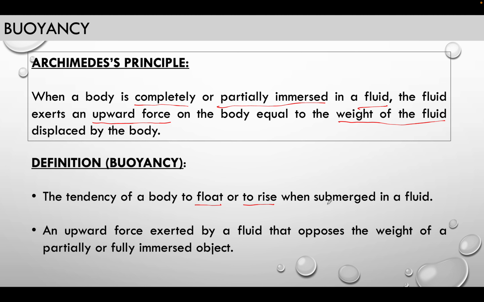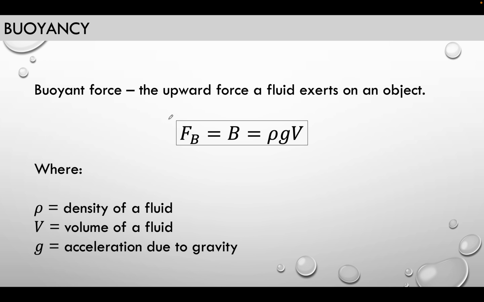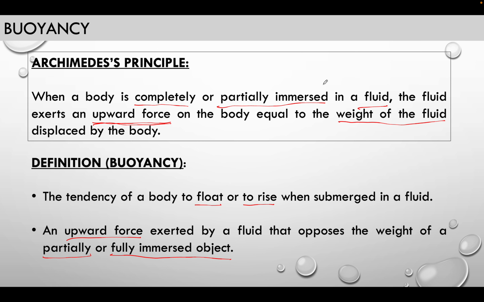So as you can see, let's say for example, kung maligo ta sa swimming pool or sa dagat, so there is a tendency sa atong body to float or to rise when we are submerged in water, or let's say sea water or sa swimming pool. So the upward force exerted by the fluid that opposes the weight of a partially or fully immersed object. So gimension sa Archimedes' principle na the fluid exerts an upward force. So kinsa man si upward force? So this upward force is what we call the buoyant force. So si buoyant force again is the upward force that the fluid exerts on an object that is making us float or rise when we are submerged in a fluid.